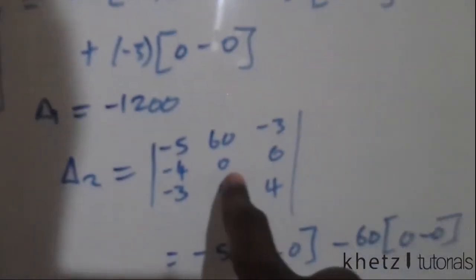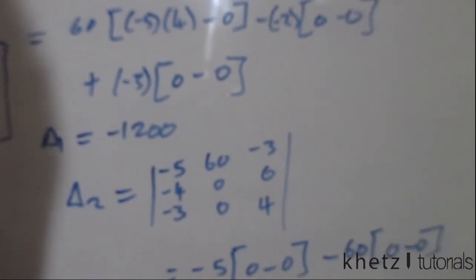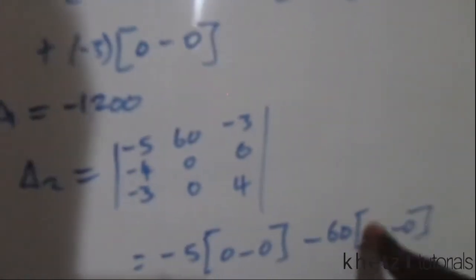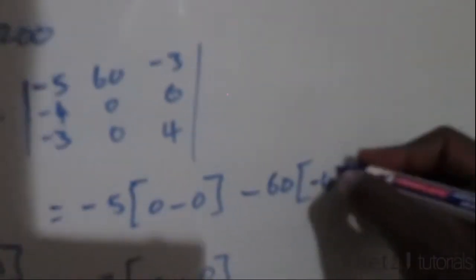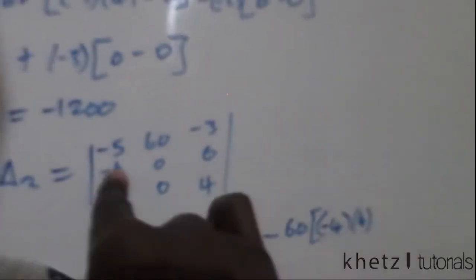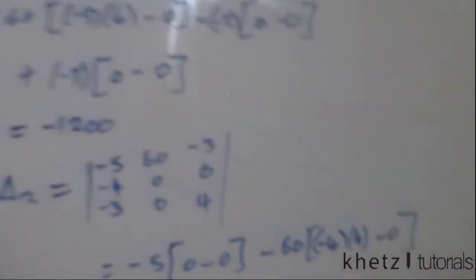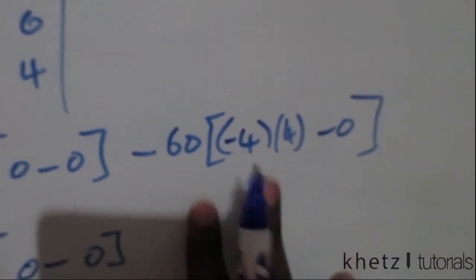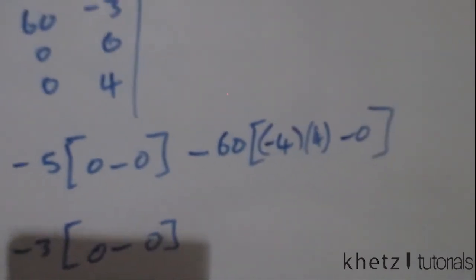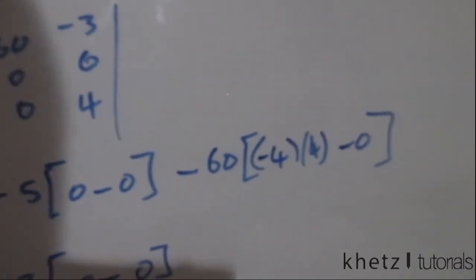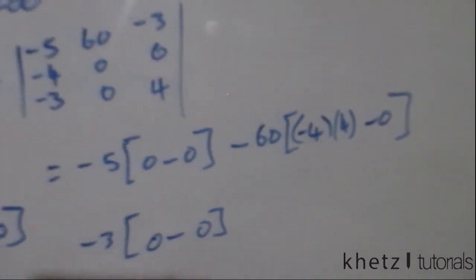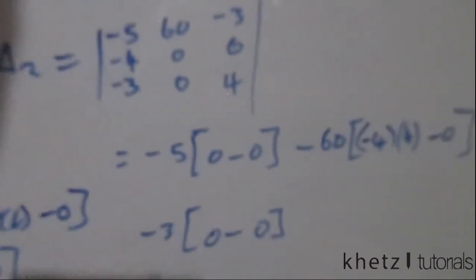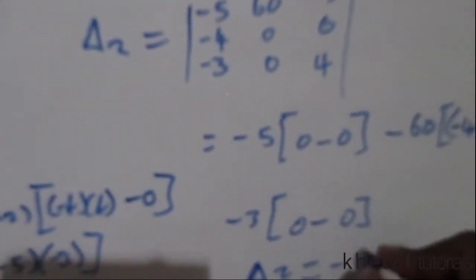Covering that and that, you'd have 0 minus 0, that's fine. And at this point, you have negative 4 multiplied by 4, but that is 0, right? That's fine. And finally, we close that part there, and we're going to have 0. So all of this is fine, and all of that will fall away. The only term which you have to punch in the calculator is negative 60 multiplied by negative 16, right? And so the final answer which we get at that point is negative 960. So determinant 2 is equal to negative 960.